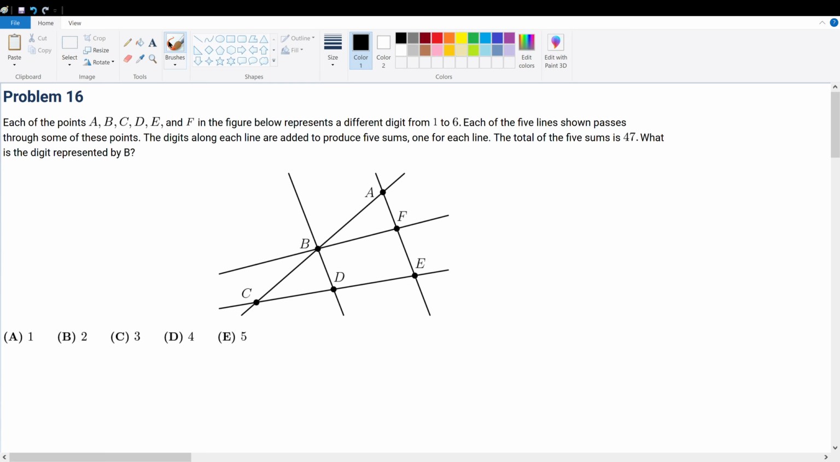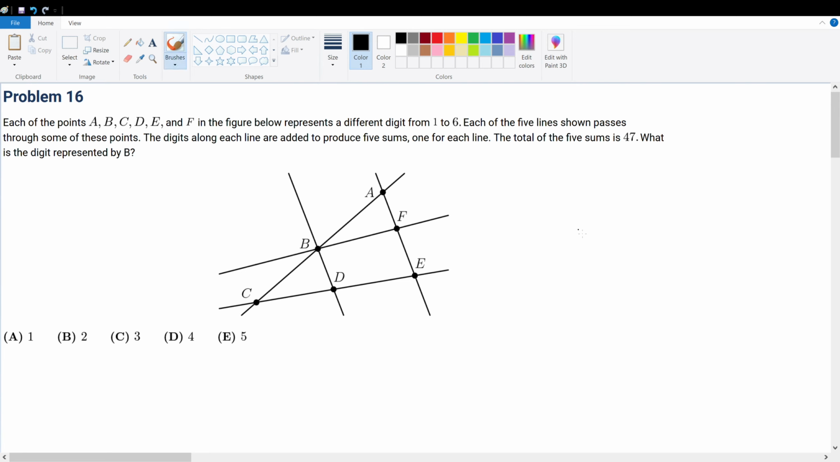Problem 16. Each of the points A, B, C, D, E, F in the figure below represents a different digit from 1 to 6. Each of the 5 lines shown passes through some of these points. The digits along each line are added to produce 5 sums, 1 for each line. The total of the 5 sums is 47. What is the digit represented by B?